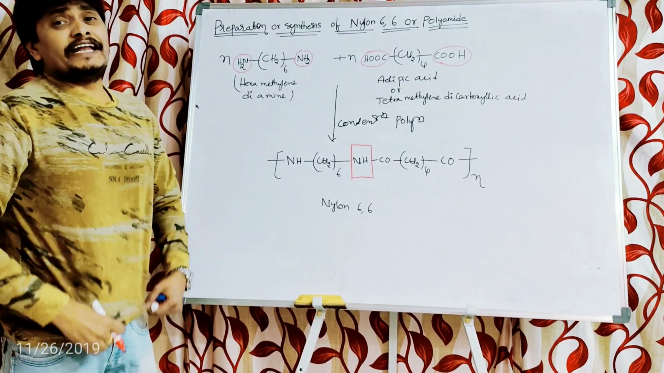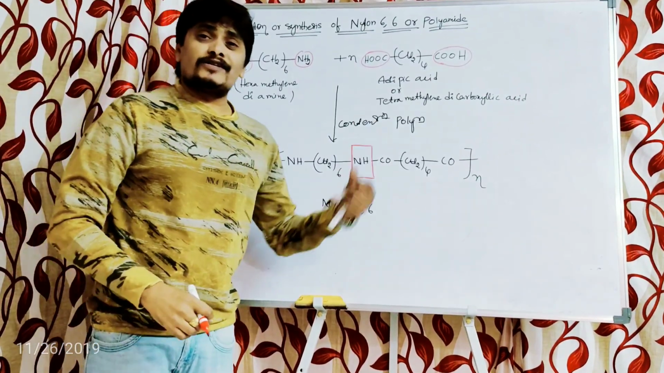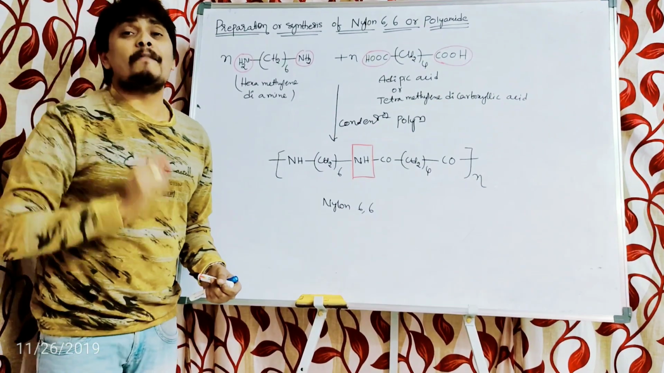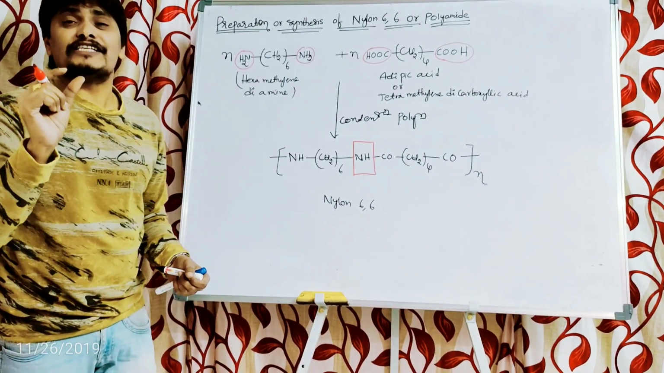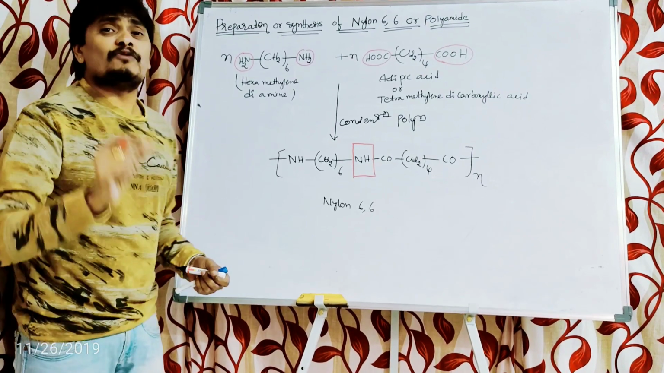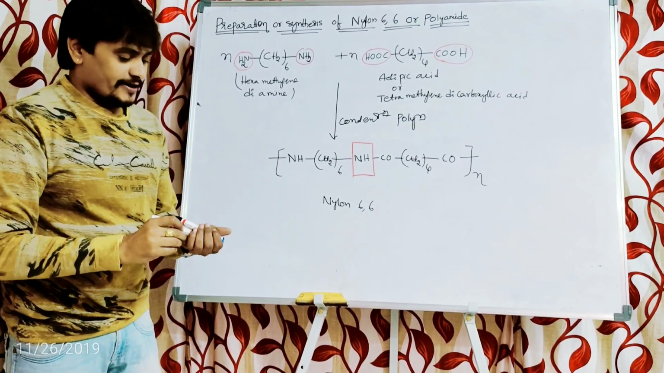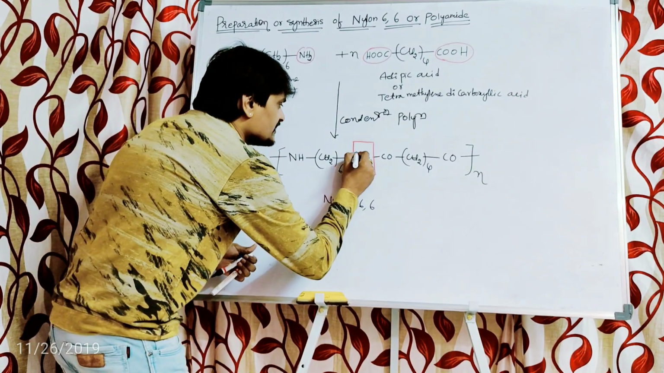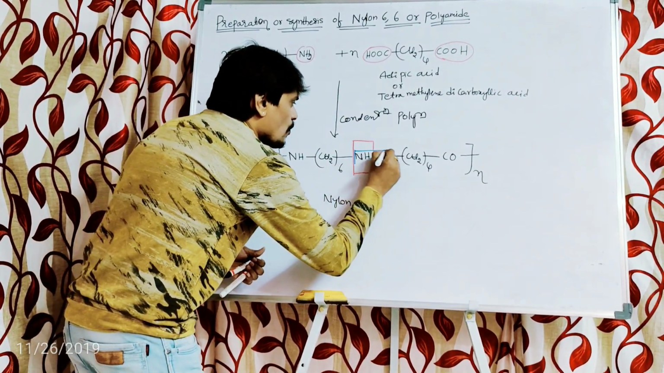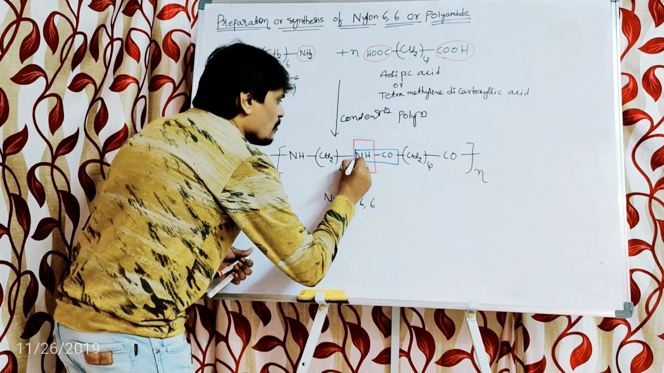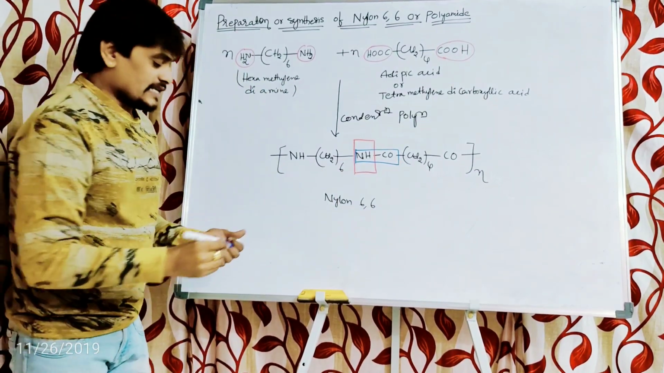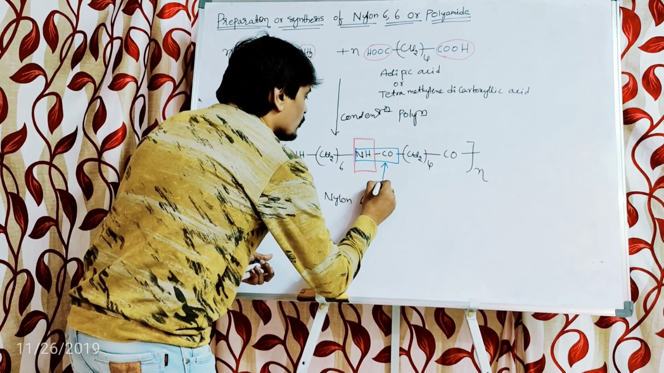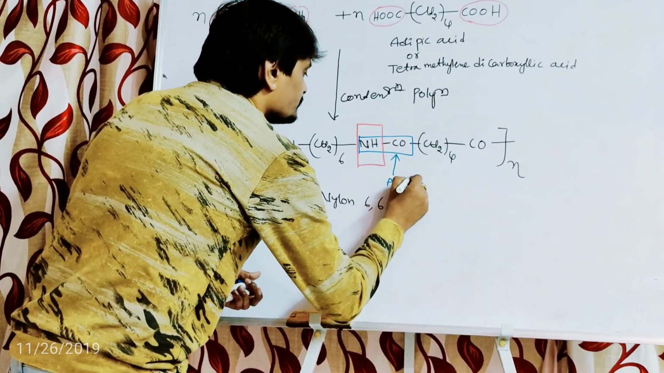Now another name is there for nylon 6,6. What is that? Polyamide. Polyamide is another name associated with this particular nylon 6,6. Now let us see why it is called polyamide. So students, this NHC double bond O group is called the amide group.